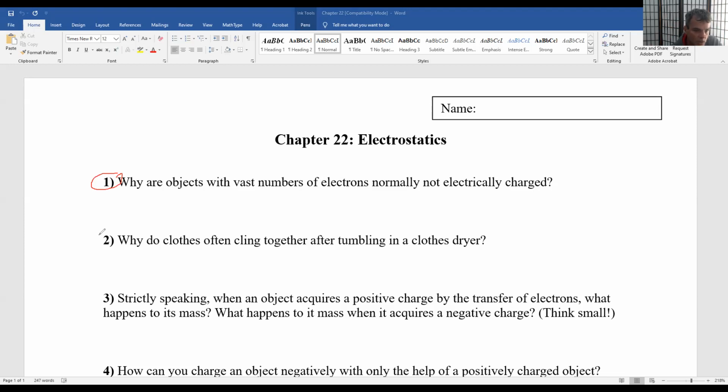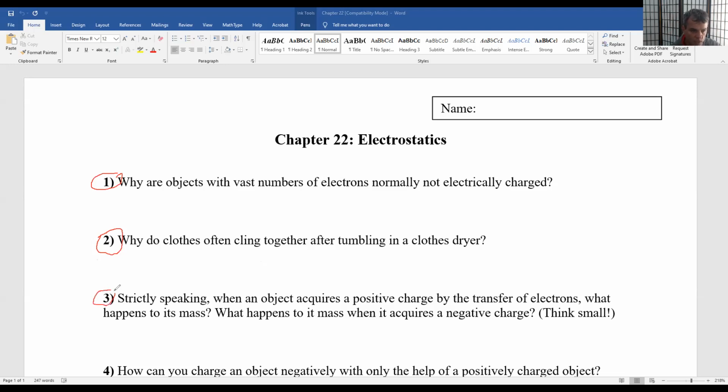Okay, 2. Why do clothes often cling together after tumbling in a clothes dryer? The reason has to do with charging by friction. So you have 2 materials that are rubbing together inside the dryer as they're tumbling around. Because of those 2 materials rubbing together, or clothes rubbing against the side of the dryer, you can get charging by friction. Electrons can be transferred from one to the other, making one object positive, the other object negative. And that's the reason that clothes cling together: the clothes become charged, and you can have a charged object being attracted to a neutral object.